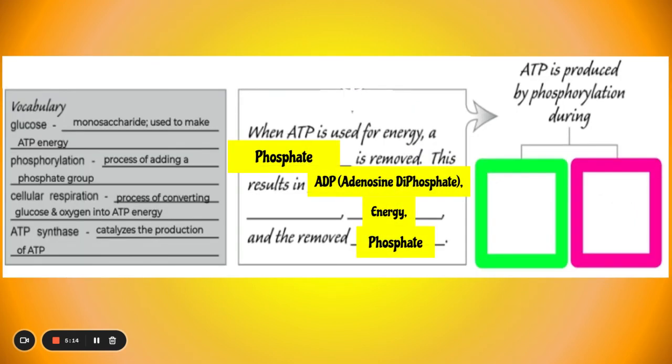So when ATP is used for energy, when you break that bond, that third phosphate group is removed, which results in ADP. And the only difference between them is how many phosphate groups they have. So instead of triphosphate, diphosphate. When you break that bond, you do release the energy that's in it, and you're left with this third phosphate group.